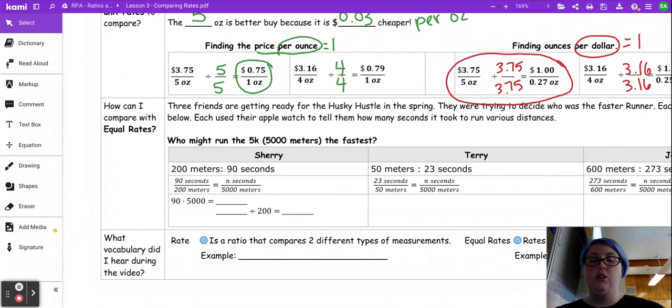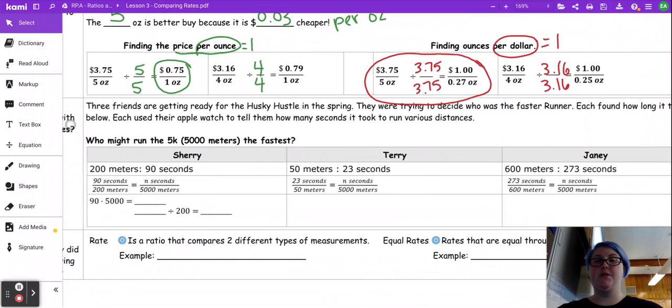We're going to look at making these rates equal. So we are going to use the Husky Hustle, which happens every spring. There are 3 friends. They want to know who's the fastest. They use their Apple Watches, and they didn't decide on a distance first. So Sherry, Terry, and Janie all ran different lengths, less than that 5,000 meters, less than that 5K. We want to know who's the fastest. We want to compare all of them.